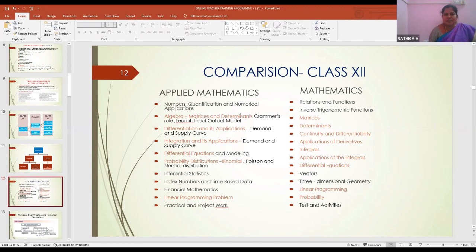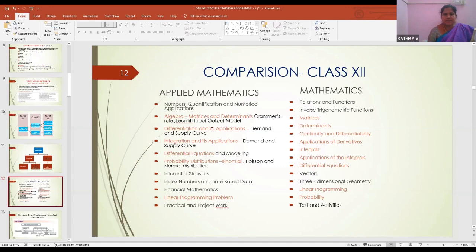And algebra, you have matrices, determinants, the same topic. I have highlighted in red color what is the same topic, but along with that, they learn Cramer's rule, Leontief, and the input-output model. Extra they learn here in matrices. And differentiation and applications. Here, how nicely they will relate the topic with the demand and supply curve.